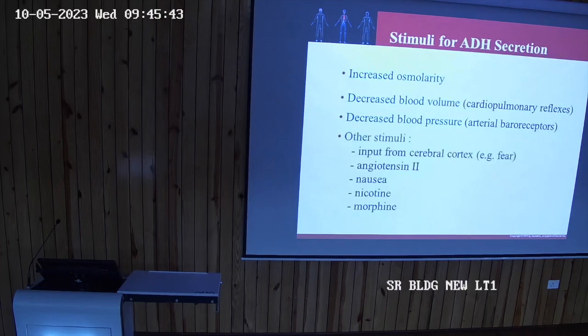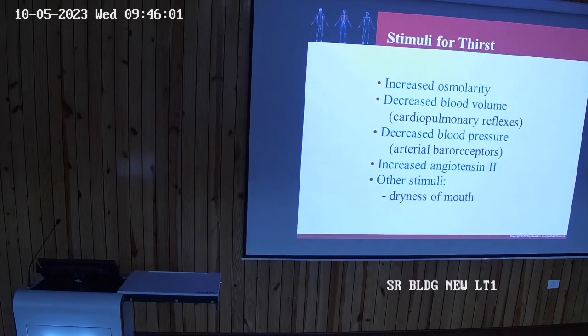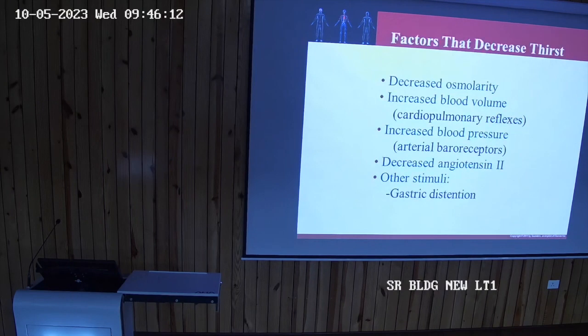Increased osmolarity, decreased blood volume, decreased blood pressure, and other stimuli are input from the cerebral cortex. Angiotensin 2, nausea, nicotine, morphine: these are the drugs and effects which are responsible. Stimuli for thirst are increase in osmolarity, decreased blood volume, decreased blood pressure, increased angiotensin 2, and another stimulus is dryness of mouth. Factors which decrease thirst are just the reverse. These are the factors responsible for decrease in thirst.